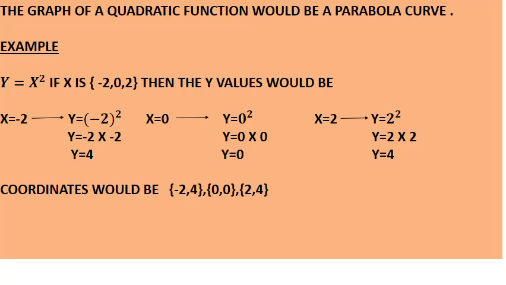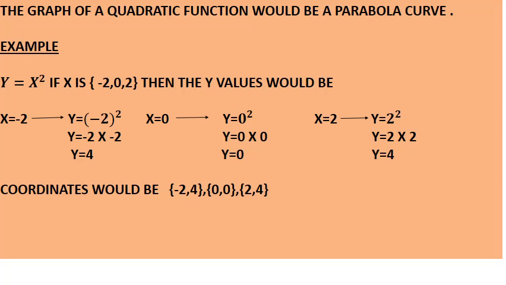The graph of a quadratic function would be a parabola curve. Example, y = x squared. If x is independent, then we choose our x values. In this case, we choose negative 2, 0, and 2 as our x values. Then the y values would be calculated as: if x is negative 2, y will be equal to negative 2 squared. That will give us negative 2 times negative 2, therefore our y will be 4.